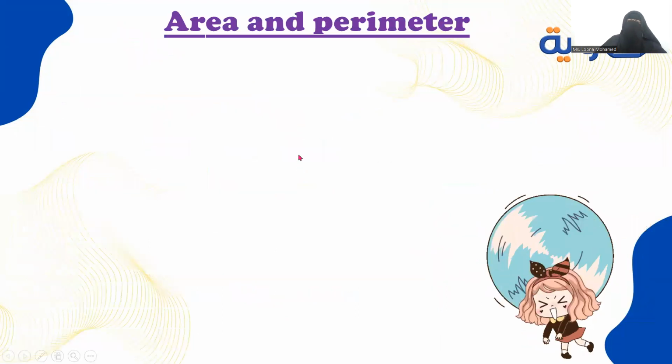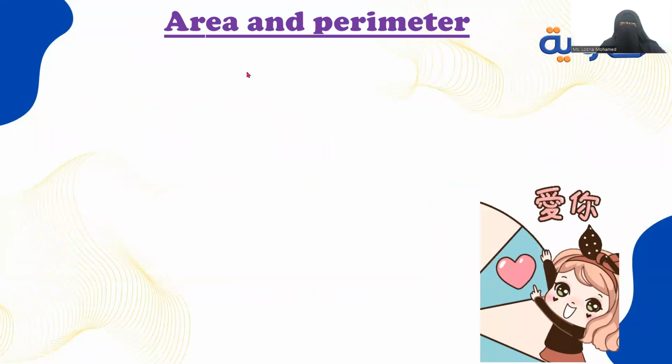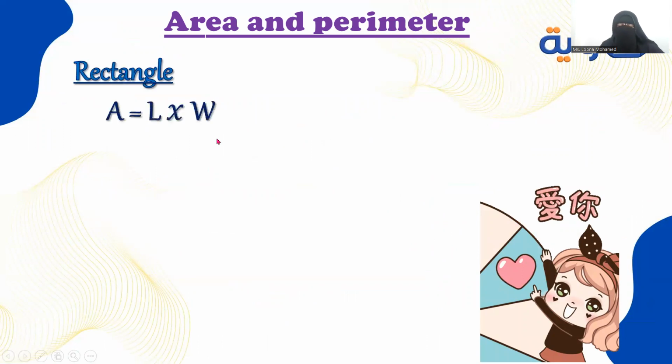Now let's move to the next part, or let me remind you about the rules of area and perimeter. Let's start with the rectangle. What is the area of a rectangle? The area of a rectangle equals length multiplied by width. What about when the length is missing? How can we get it? We just divide the area by the width. And if the width is missing, we can also divide the area by the length.